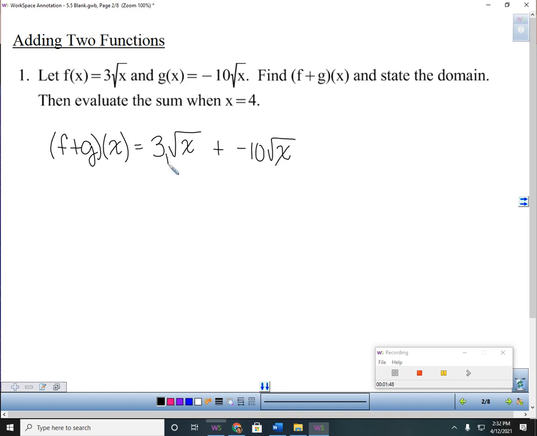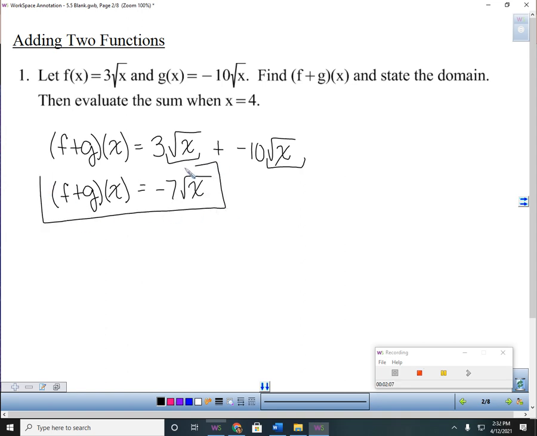I notice that I do have like roots here, so I'm just going to combine the 3 and the negative 10 to make negative 7 square roots of x. So when I add them together, I get negative 7 square roots of x. So there is part 1. Second part is the domain.